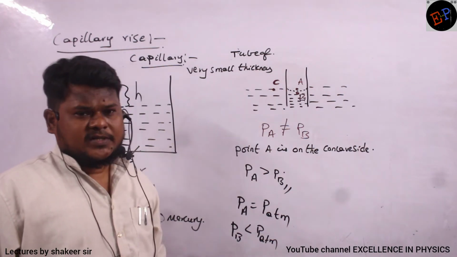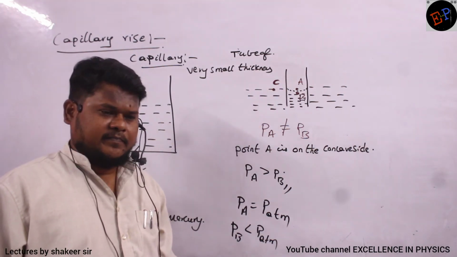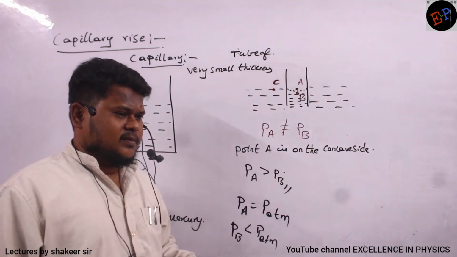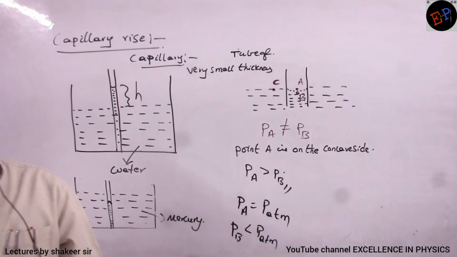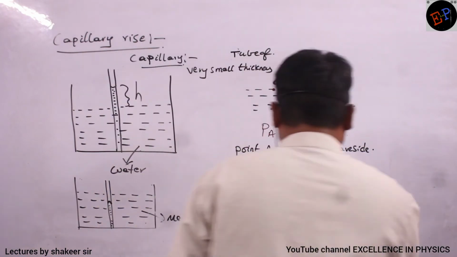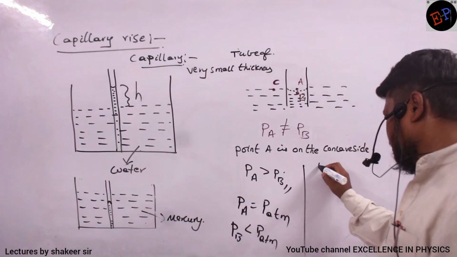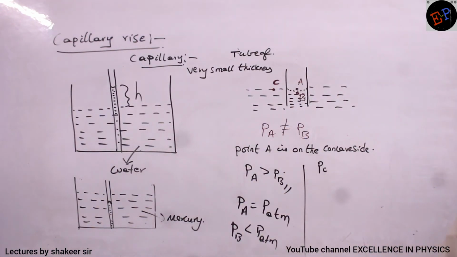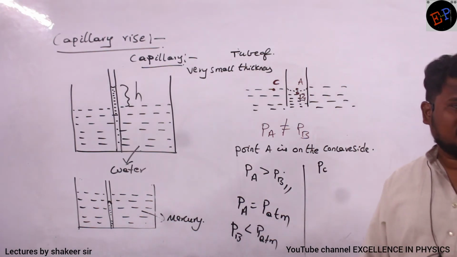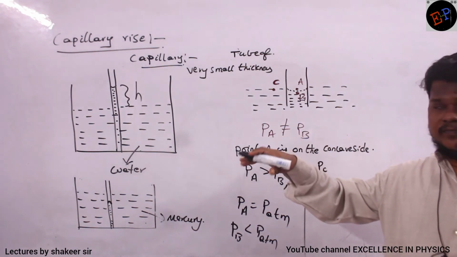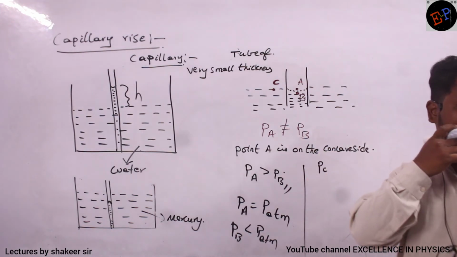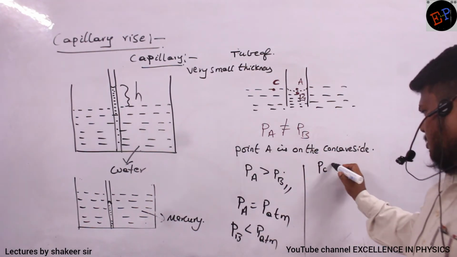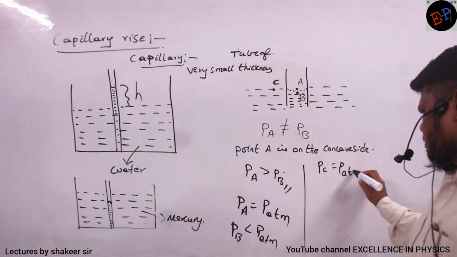Between A and B, whose pressure is greater? A. At A, which pressure? Atmospheric pressure. It means pressure at point B is less than atmospheric pressure. Clear? And what about the point C? Where is point C present? Point C is present on the liquid surface. And on the liquid surface, which pressure? Atmospheric pressure. So here also, atmospheric pressure is acting.